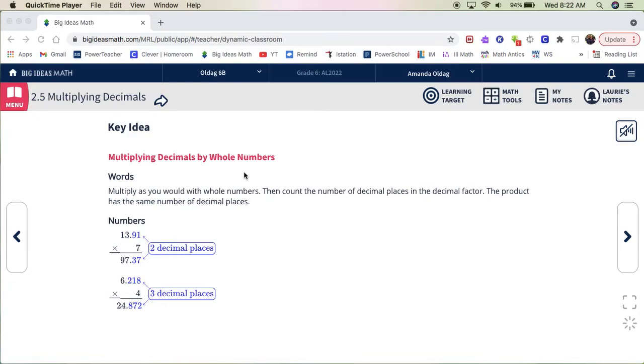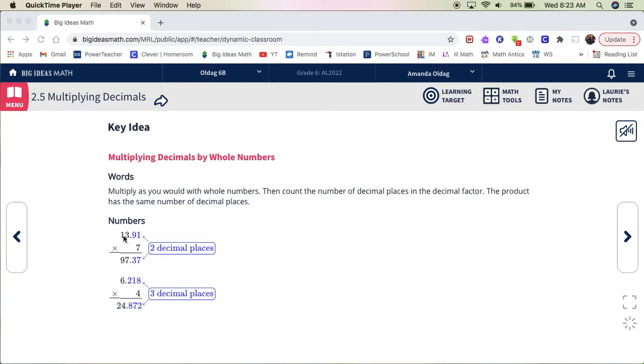Our lesson today is 2.5, multiplying decimals. And we're going to start with the key idea, which is on page 74, if you have a book: multiplying decimals by whole numbers. So multiply as you would with whole numbers, then count the number of decimal places in the decimal factor. The product has the same number of decimal places.